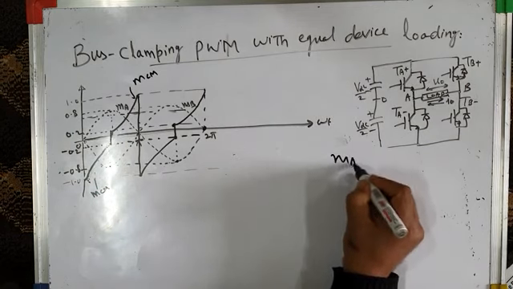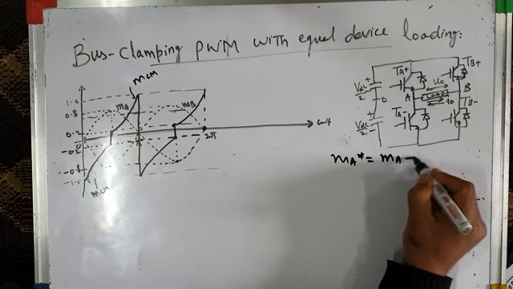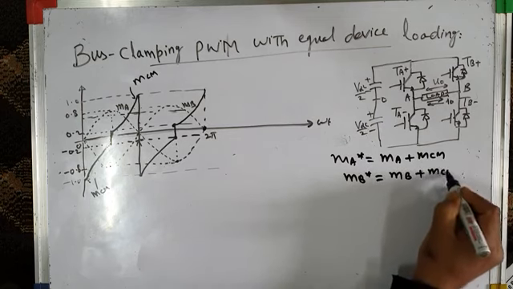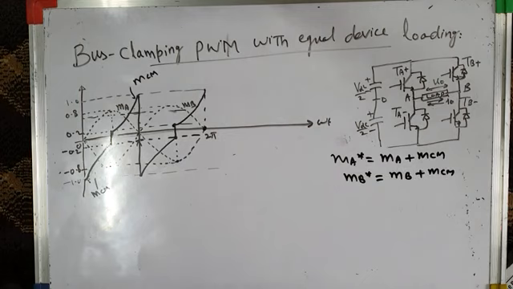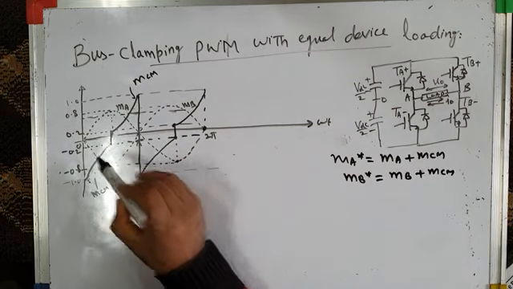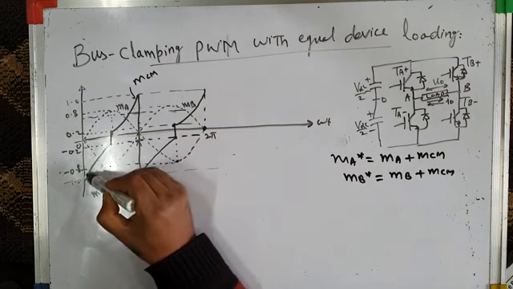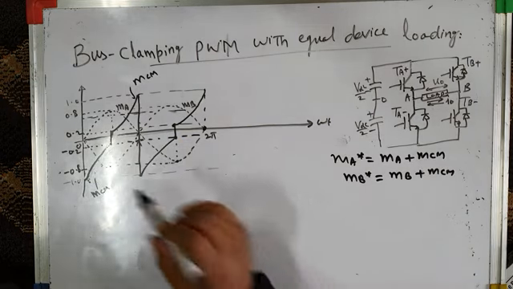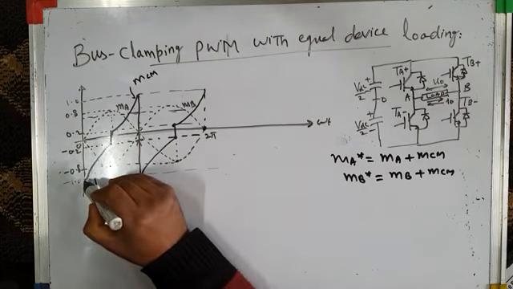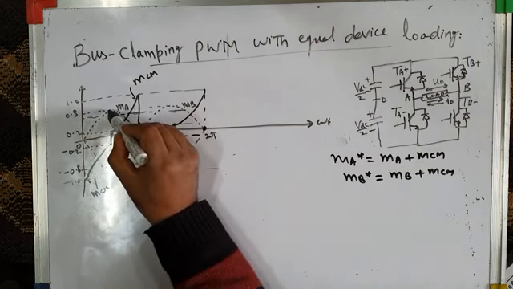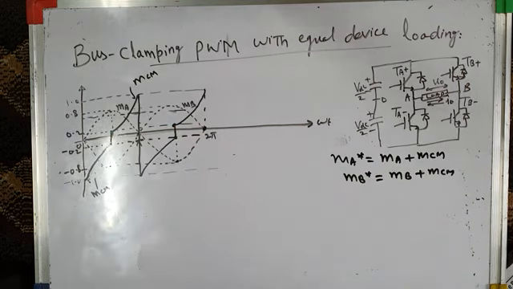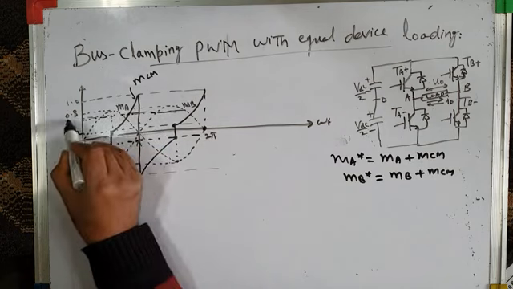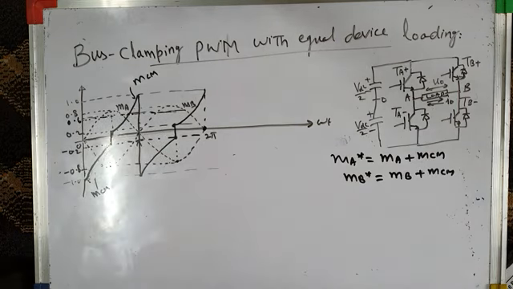Now, what will be our MA star? MA star will be the actual modulating wave MA plus MCM. Similarly, MB star, the modified modulating wave, will be the actual modulating wave plus this common mode voltage. Let us calculate MA star and MB star. Now, MA star is MCM plus MA. See, this is my MA. You have to add MCM to it, so I will get MA star. For example, at omega t equal to 90 degrees, what is your MCM? MCM is minus 0.2 and what is your MA? 0.8. So what is 0.8 minus 0.2? 0.8 minus 0.2 is 0.6. Okay, so that means this is the 0.6 point. This is 0.6.